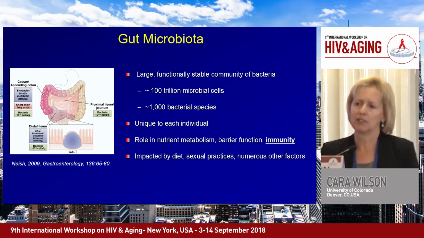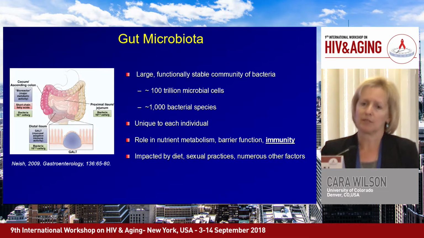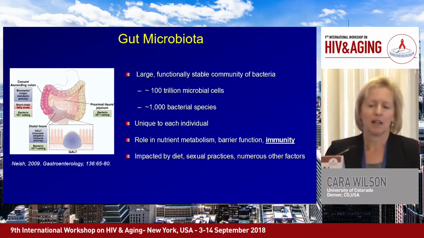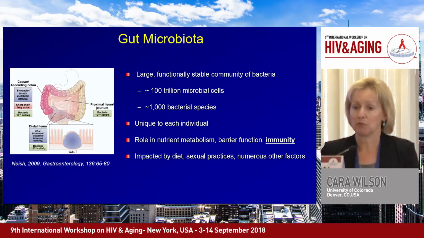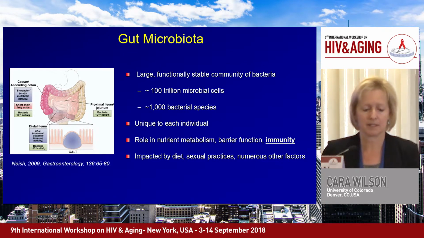And they're unique to each individual, but if you look between individuals, the taxa themselves are very different, but the functions are pretty much the same. So they have a lot of different jobs that they do. They're involved in nutrient metabolism, maintaining that barrier function, which is really critical, and then in all aspects of immune function, from development of the immune system to the mucosal immune system to more systemic processes.